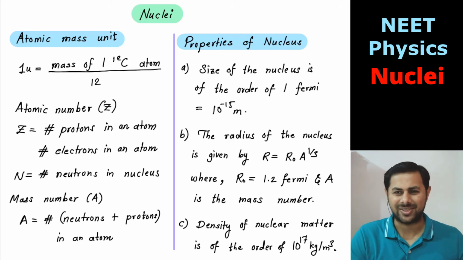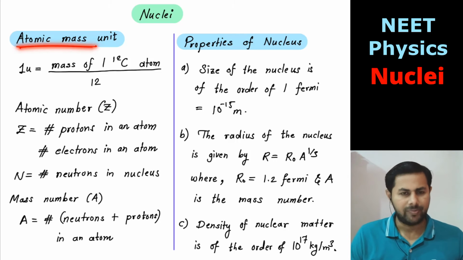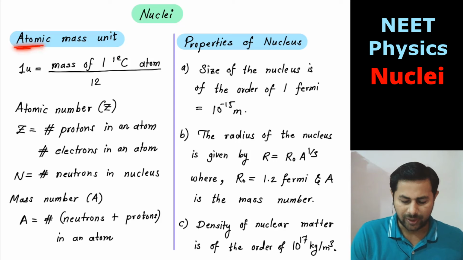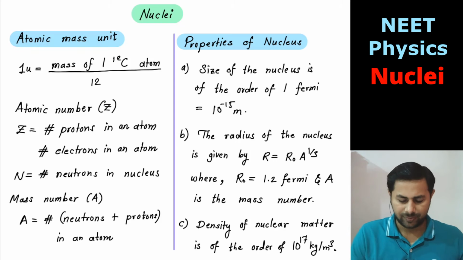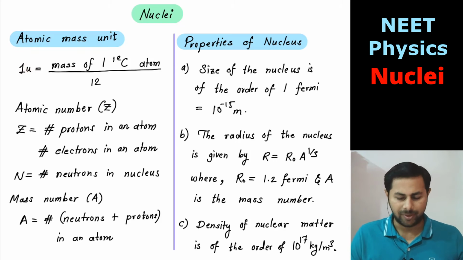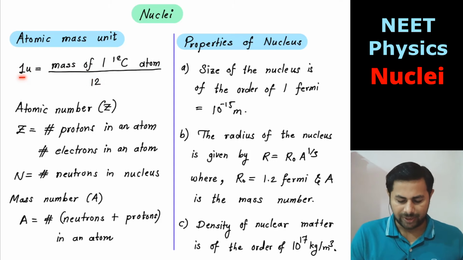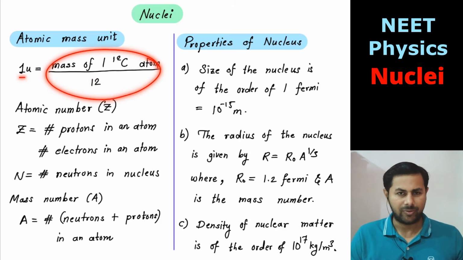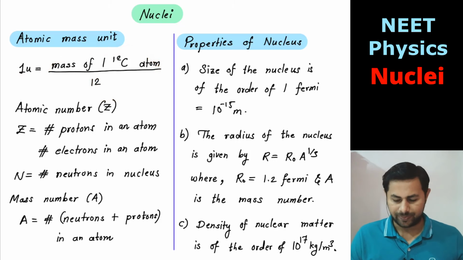atom is concentrated. In this chapter, we'll make use of a specific unit called atomic mass unit. It's denoted by u. Now what is atomic mass unit? It is the mass of a carbon-12 atom divided by 12. It's the mass of carbon-12 atom divided by 12, right?